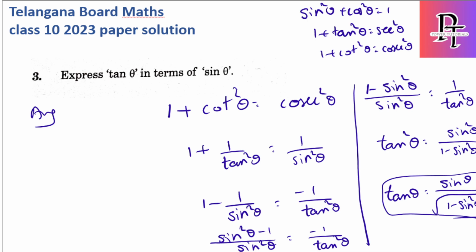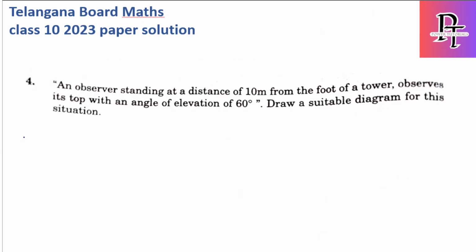So whenever they ask you to get any trigonometry ratio in any term, just remember these three identities and think which identity we can use to get this relation. Okay, let's see the fourth one.